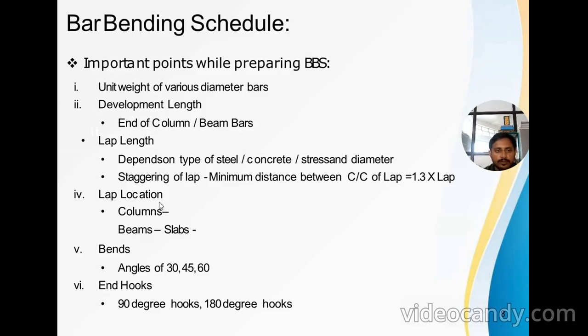And lap location. Lap is nothing but the joint between steel bars. And lap length, the center to center lap length. The formula is 1.3.